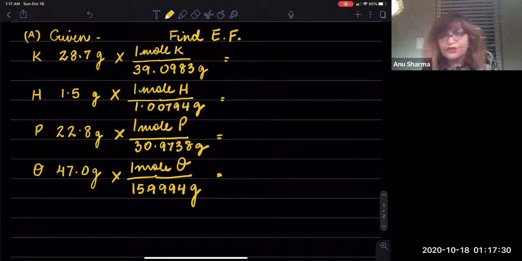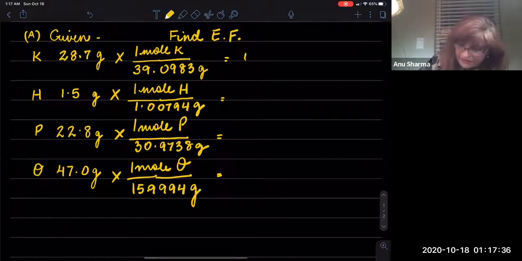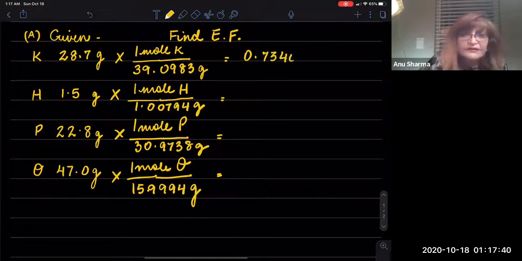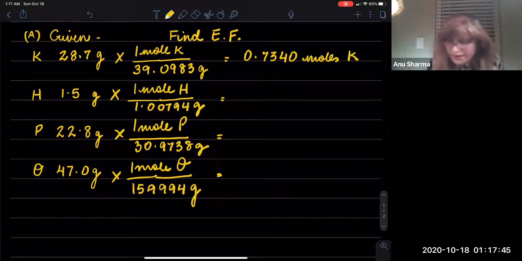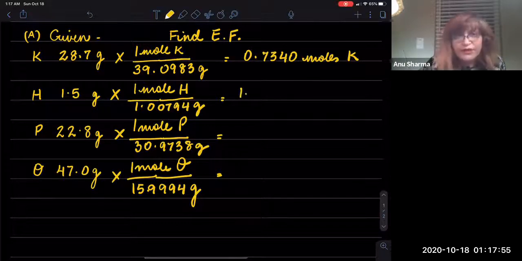Okay, so when you take 28.7 divided by 39.0983, obviously 28.7 multiplied by 1 divided by 39.0983, we are going to get 0.7340 moles. And these are the moles of potassium. Okay, next for hydrogen, we have 1.5 times 1 divided by 1.00794 grams, and that comes out to be 1.4882 moles of hydrogen.